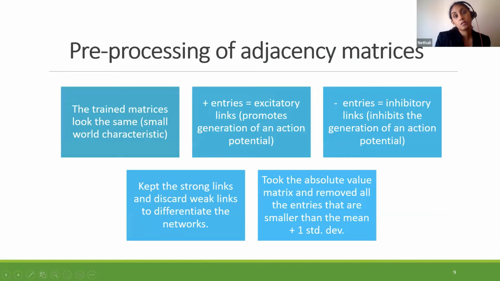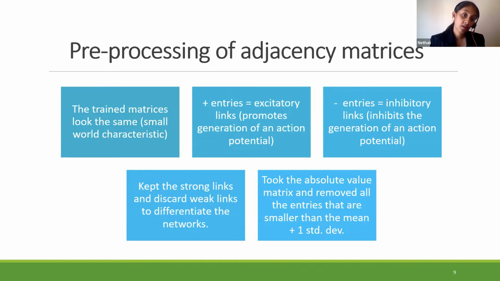Before we start with anything, we've got to pre-process the adjacency matrices that we get from the FORCE code. So how do we do this? If you look at all the matrices, they look pretty much the same because of the small world characteristics. If they all look the same, obviously the classification problem is not going to be very successful because it's hard to distinguish between the matrices. So we had to come up with a way to discriminate these matrices that look pretty much the same.